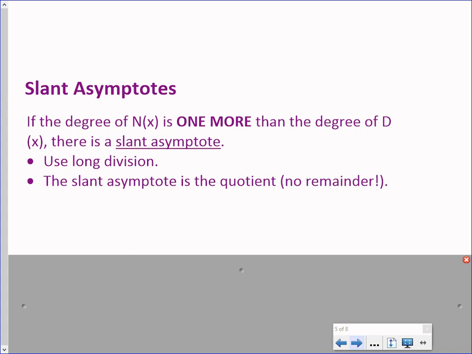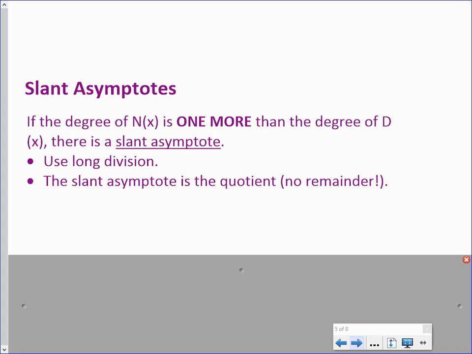The degree of the numerator is exactly one more than the degree of the denominator. That could be quadratic over linear, cubic over quadratic, quartic over cubic, and so on. In order to find the slant asymptote, I recommend long division. Note that you could technically use synthetic division if it was quadratic over linear, because you can use synthetic division when you have linear divisors. We recommend long division because what if it's cubic over quadratic? Then you're going to need long division in order to be able to get your slant asymptote.